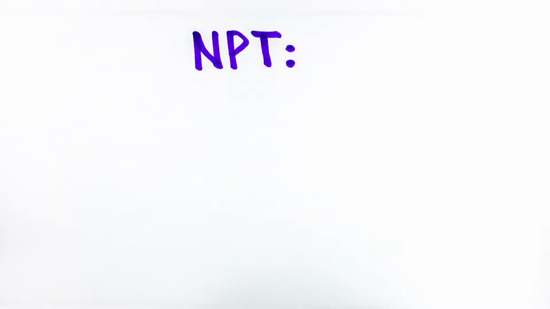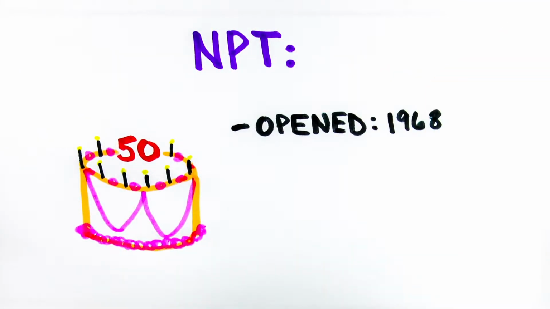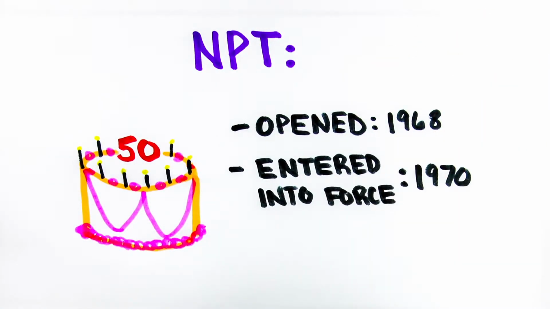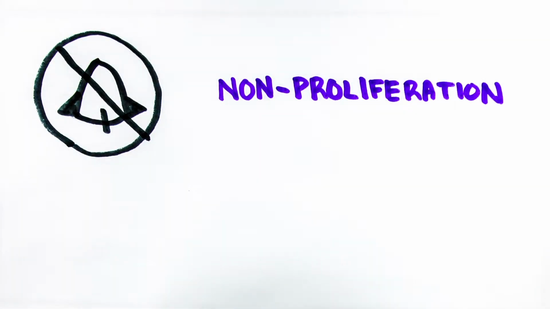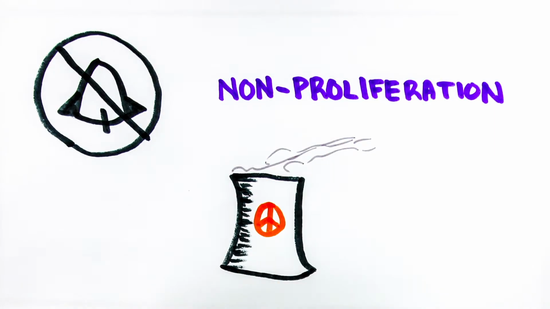Okay, so back to the NPT. The Treaty on the Non-Proliferation of Nuclear Weapons recently celebrated its 50th birthday, having opened for signature in 1968 and entered into force in 1970. It has been adhered to by 191 states, making it the most ratified disarmament agreement of all time. It basically operates around the principles of disarmament, primarily nuclear, but general disarmament as well, nuclear non-proliferation, and the spread of peaceful nuclear technologies. Here's how the treaty works.